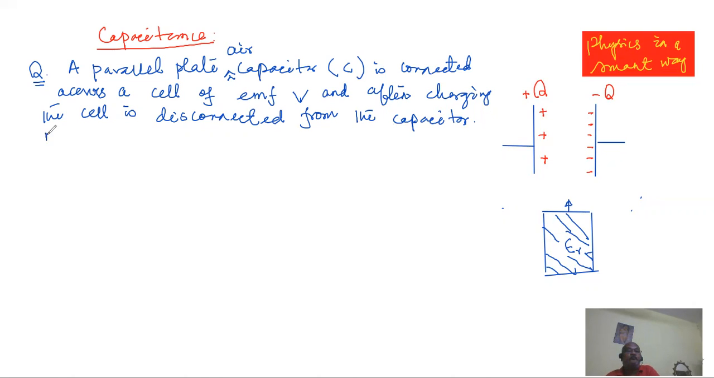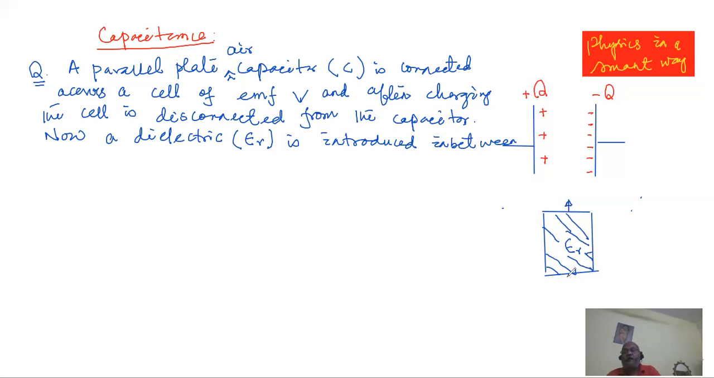Now a dielectric, you can say an insulator, a dielectric of dielectric constant, better use the word relative permittivity, that is epsilon r, is introduced in between the plates.